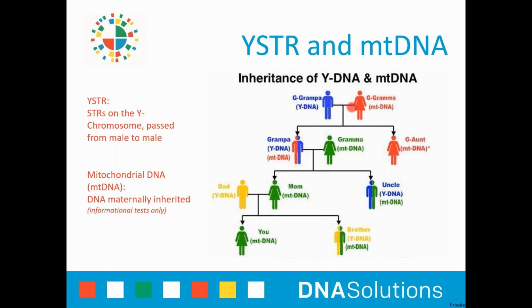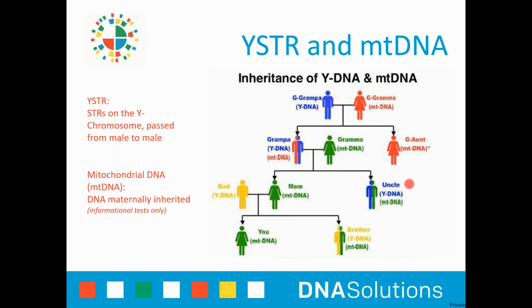Mitochondria follows the female line. So G grandma gave her mitochondrial DNA to G aunt and to grandpa, but it didn't get passed on because he's not passing his mitochondrial DNA on to anybody else. Mitochondrial testing is relatively expensive, just relatively, so always bear that in mind too.